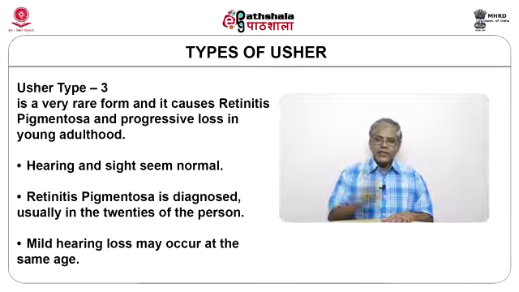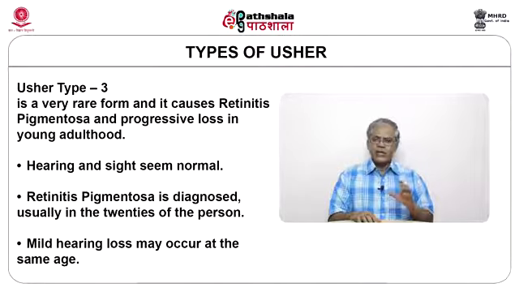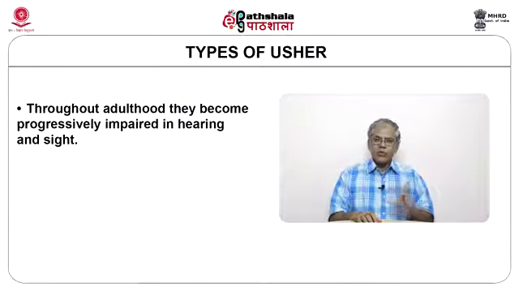Usher type 3 is a very rare form, and it causes retinitis pigmentosa and progressive hearing loss in young adulthood. Hearing and sight seem normal at first. Retinitis pigmentosa is usually diagnosed in the person's 20s. Mild hearing loss may occur at the same age. Throughout adulthood, they become progressively impaired in hearing and sight.